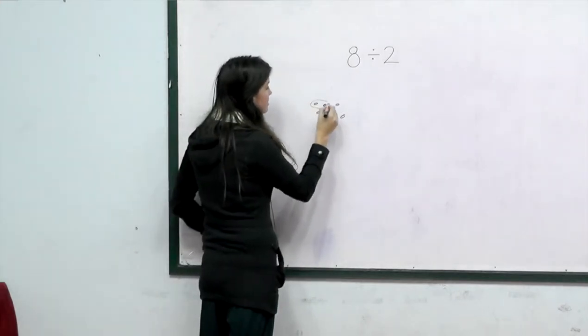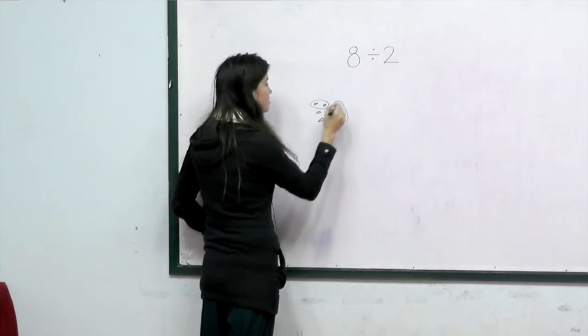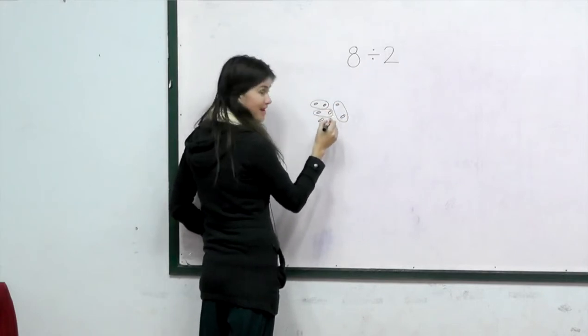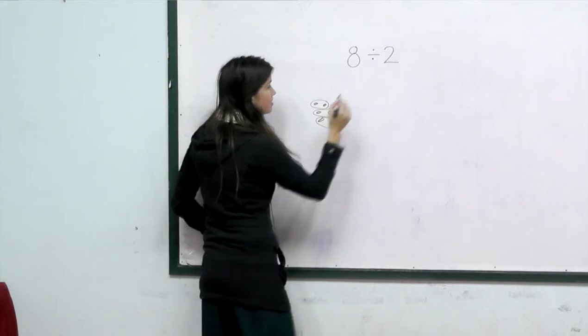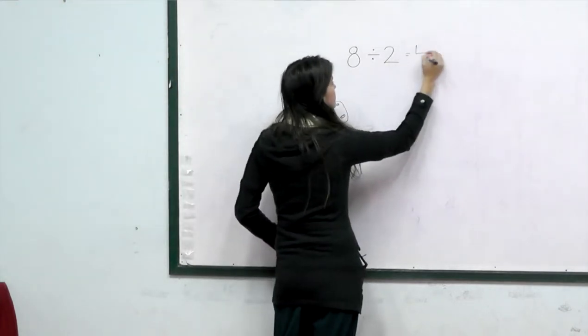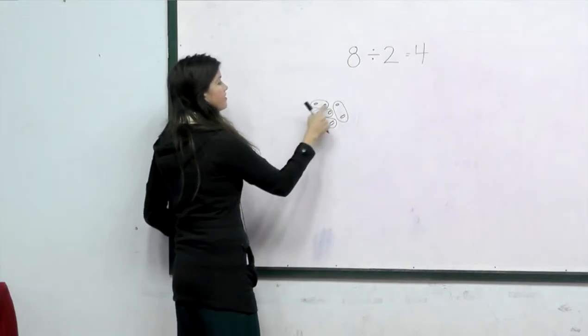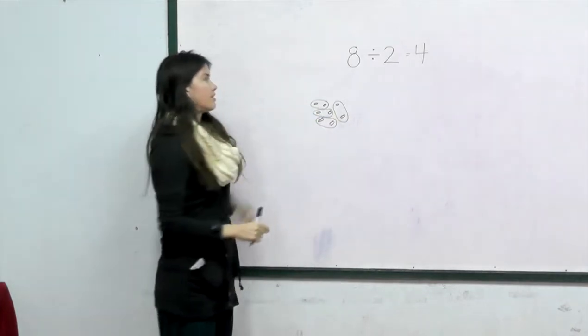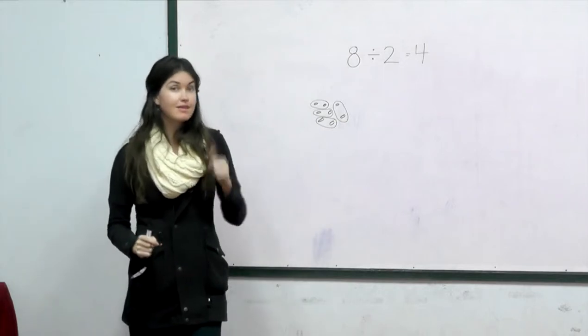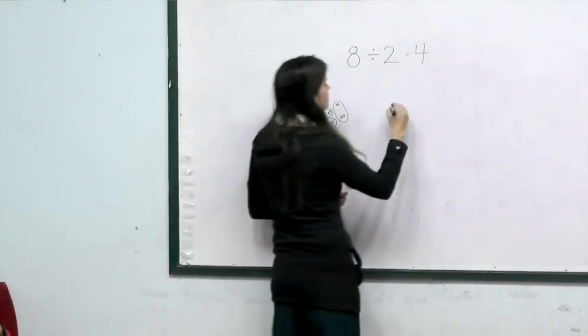And that's 1 group, 2, 3, and you're right, I have 4 groups. Equals 4 groups. 1, 2, 3, 4. Every group has 2 beans. So 8 divided by 2 is 4. Good job, friends. What if we have 20 beans?